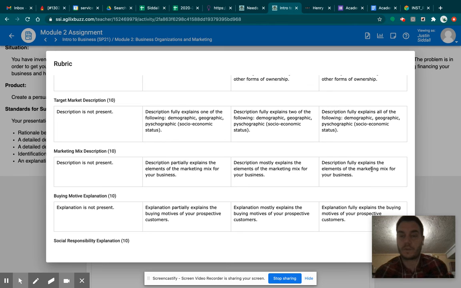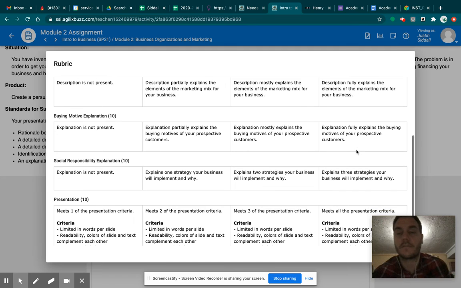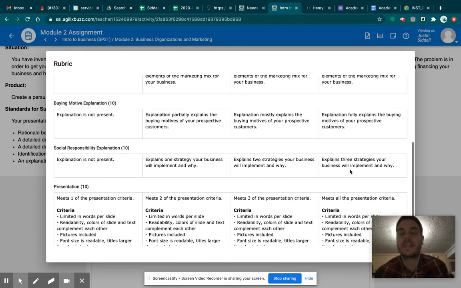All right, marketing mix description: explains the elements of the marketing mix for your business. That's a more general thing, like I'm going to do this for marketing, this for marketing, this for marketing. It's a little more general, so that's fine. Fully explains the buying motives of your prospective customers. Just talk about why customers are going to buy this product. And then here's another one: explains three strategies. I'm only getting like one strategy, like we're going to clean up the park or something like that, and our business is going to look good. No, three strategies for social responsibility. And that goes for all the module assignments again. If there's a specific number, I'm looking for that specific number.